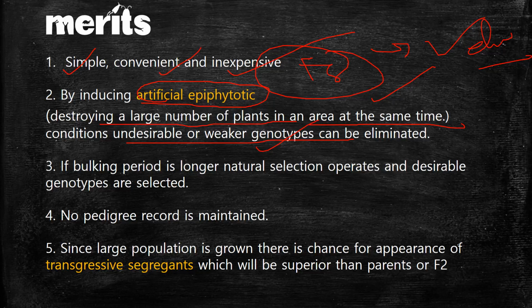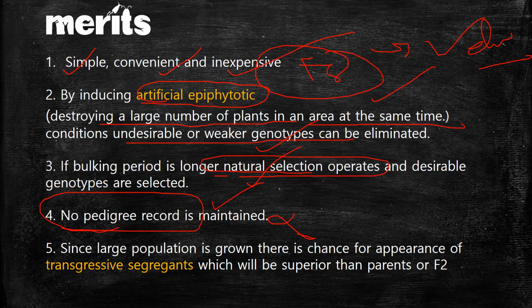If the bulking period is longer, natural selection operates. As we have seen in the merits itself, as we have seen in the application itself, it paves the way for natural selection to operate. And no pedigree record is being maintained. Pedigree record is actually a very laborious procedure, and you don't need to maintain a pedigree record here as well.